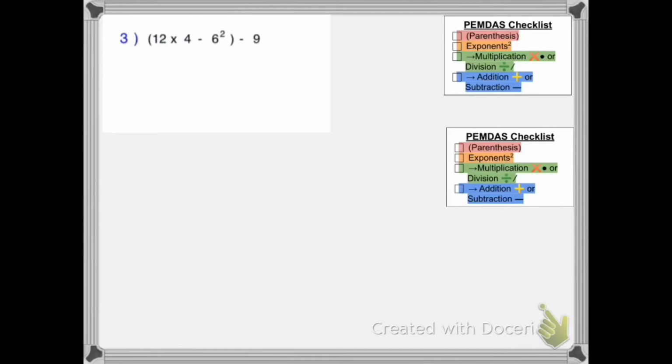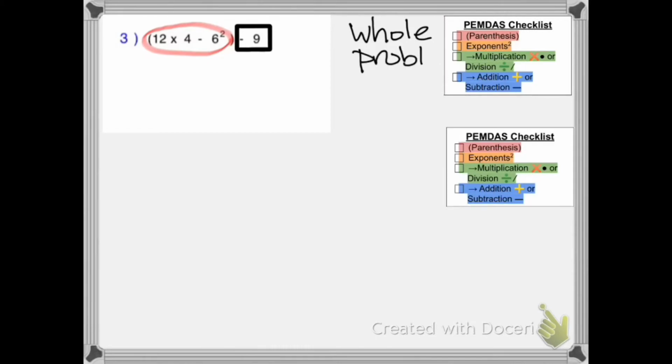All right, number 3 is a very similar problem to number 2. So again, this is going to be one where you might find it's easier to work through if you have 2 checklists. So I see I have parentheses. I'm going to circle that part. I'm going to draw a box around the part that we're going to ignore for now. And this first checklist is going to be for my whole problem. And this checklist down here is just going to be inside the parentheses.